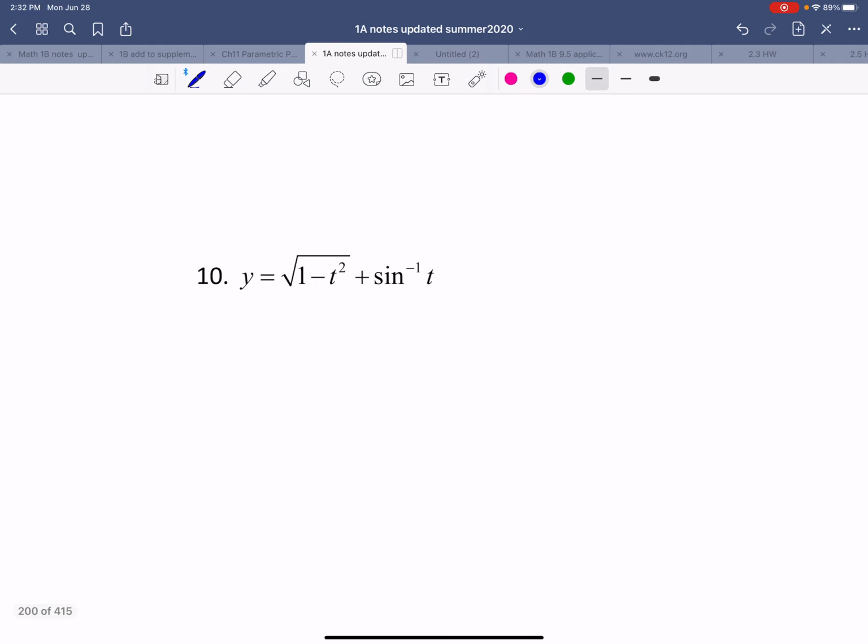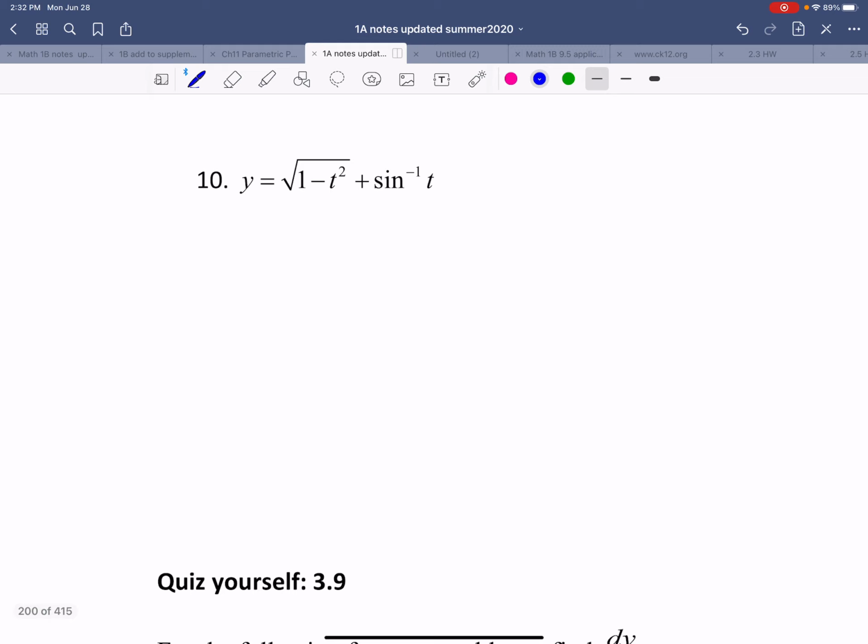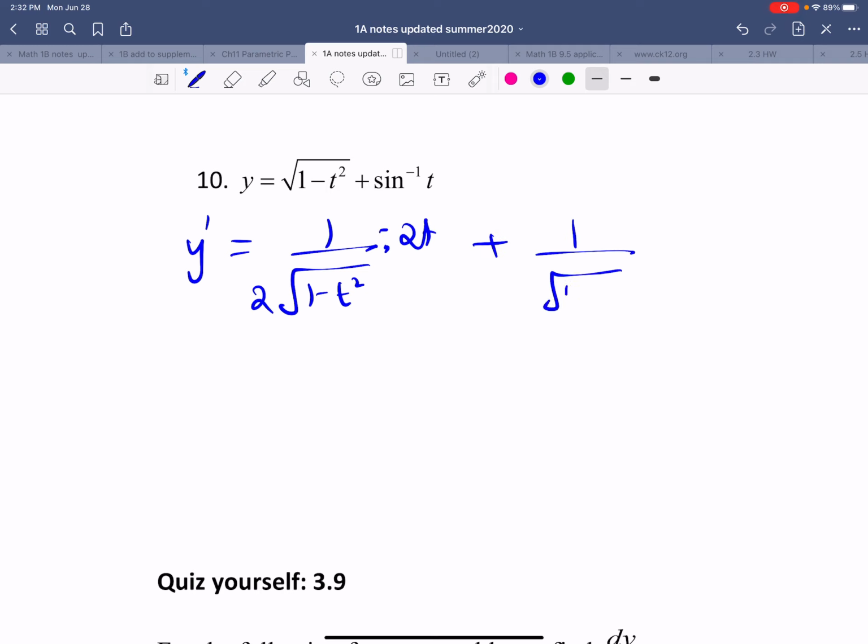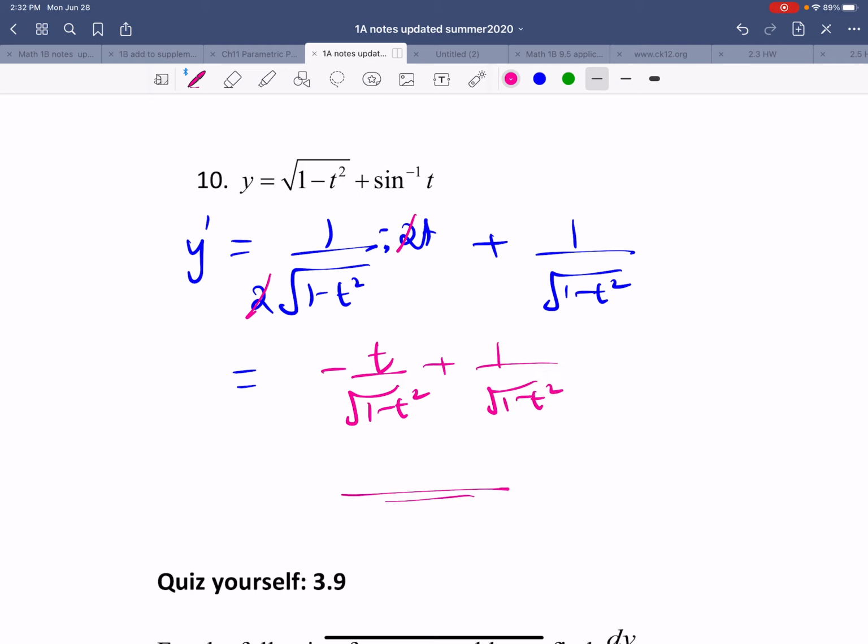All right, let's see another example. y is equal to square root of 1 minus t squared plus sine inverse t. Now y prime is going to be 1 over 2 square root of 1 minus t squared times negative 2t, plus 1 over square root of 1 minus t squared. So negative 2 and 2 is gone. Negative t over square root of 1 minus t squared plus 1 over square root of 1 minus t squared. We can write it as one fraction, 1 minus t in the numerator.